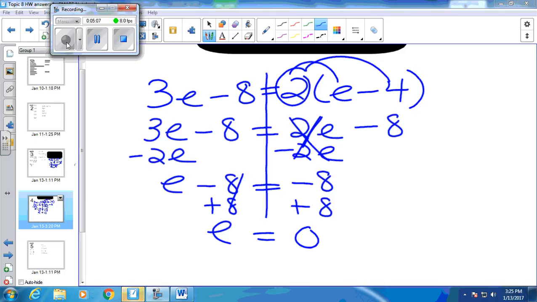I then decide which coefficient is the smaller one, which is the positive 2. So I subtracted 2e from both sides, which left me with e, or you can put 1e if you want, minus 8 to give me negative 8. Don't forget to bring this negative sign down right here. Then I add 8 to both sides, and lo and behold, negative 8 and 8 right here are additive inverses, and they give me 0.